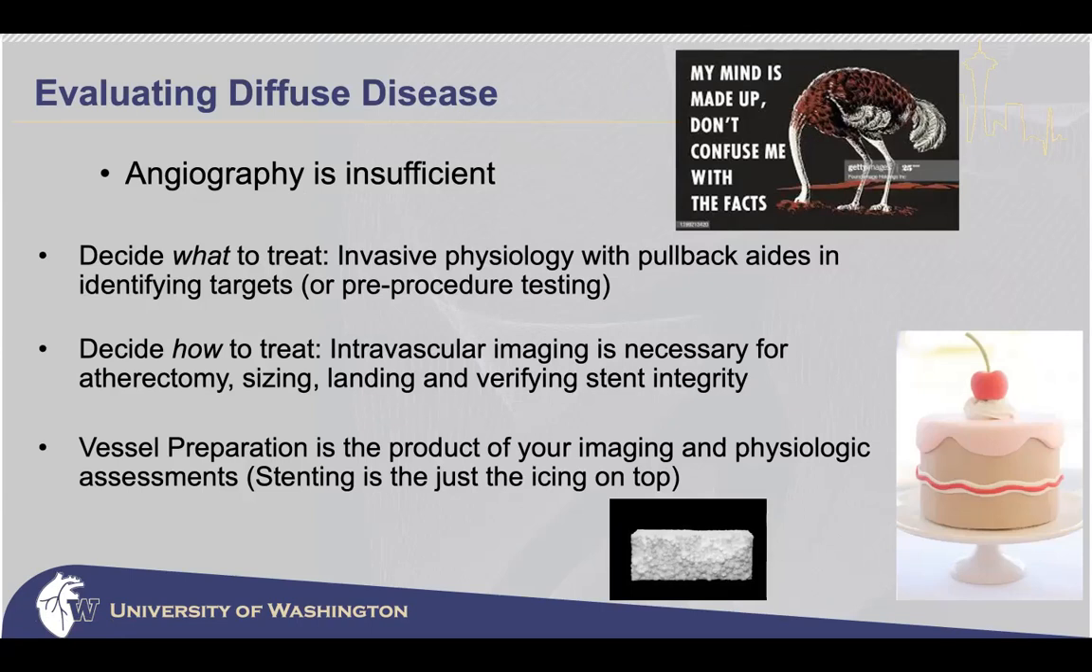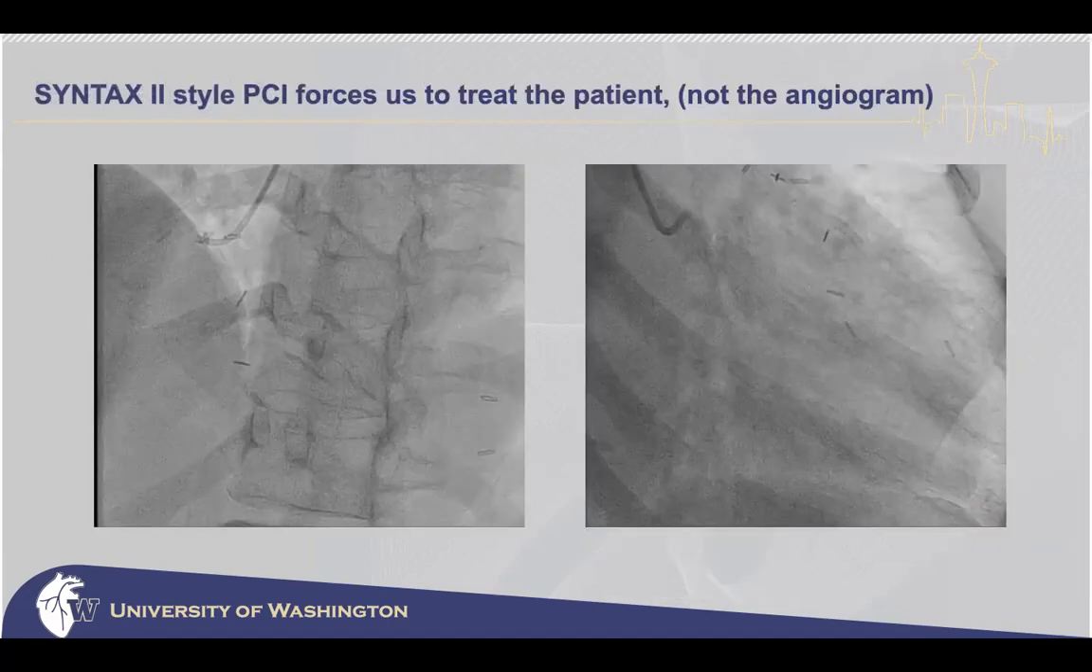Once we've decided we're treating, intravascular imaging is really necessary to help guide a lot of the decision making. Sometimes this is with atherectomy, but always it's other vessel preparation needs in terms of sizing for our balloons and our stents, where to land them, and to verify our stent integrity in the end. I would argue that vessel preparation is the product really of our imaging and physiologic assessment. Stenting is just the icing on top to make it look pretty at the end, but the bulk of the work we do in gaining improvement in the physiology of the patient comes from these other investments that we do up front.